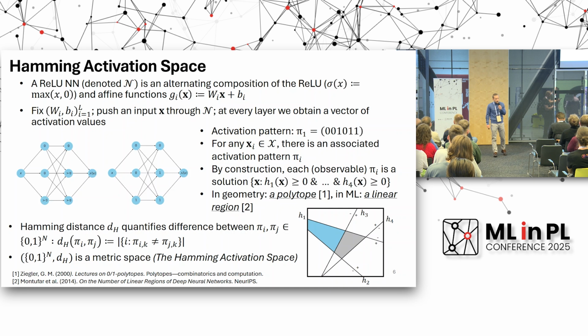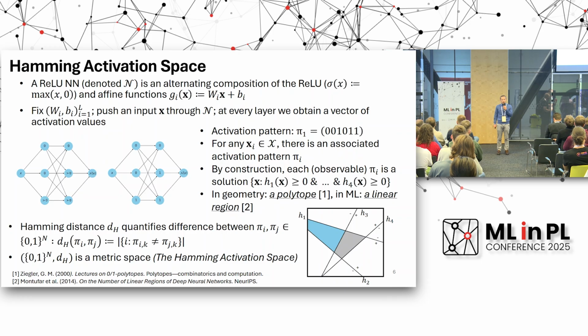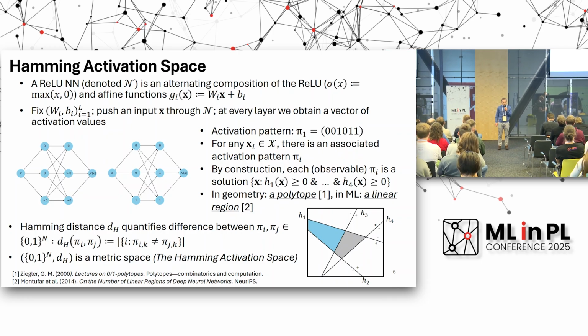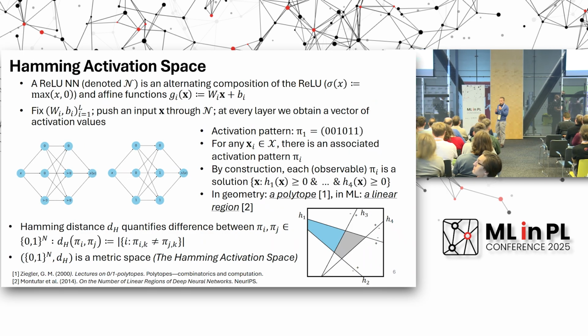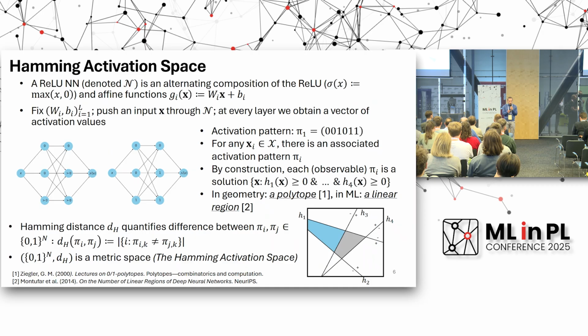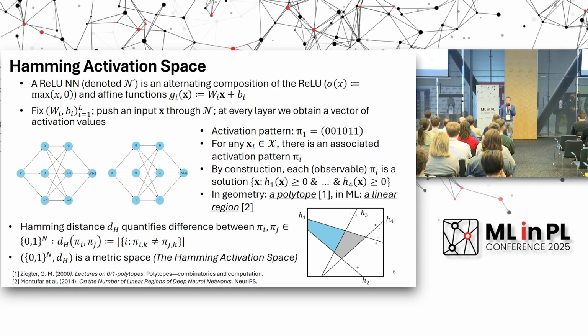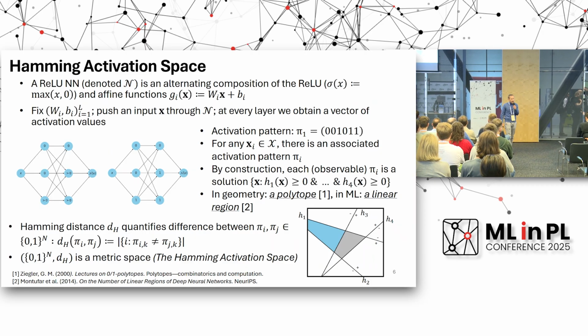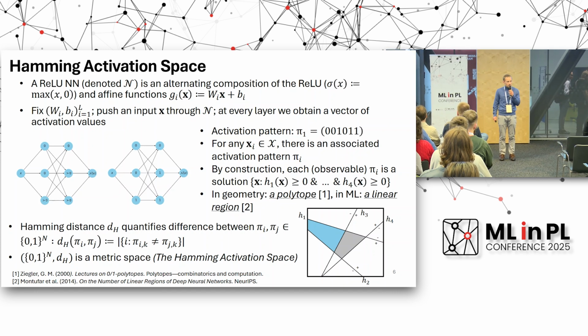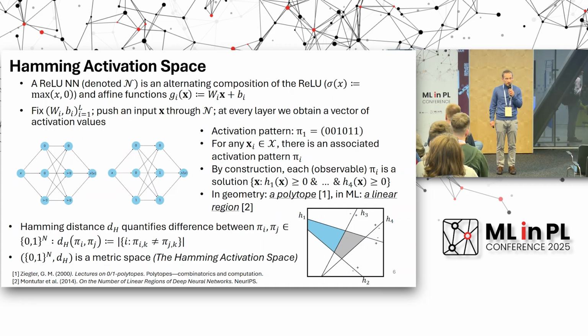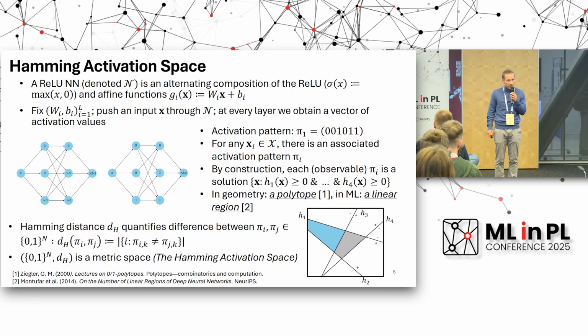As we deal with binary vectors, which are our activation patterns, we are interested in quantifying the distance between the activation patterns. And the natural candidate to quantify distance, in our case, is the Hamming distance, which measures the number of dissimilar entries between the two vectors of the same length. Note that if we consider a tuple that consists of the set of all possible activation patterns, which are binary vectors of length capital N equal to the number of hidden neurons in our network, and the metric, the Hamming distance, we start dealing with a metric space, which we call the Hamming activation space.